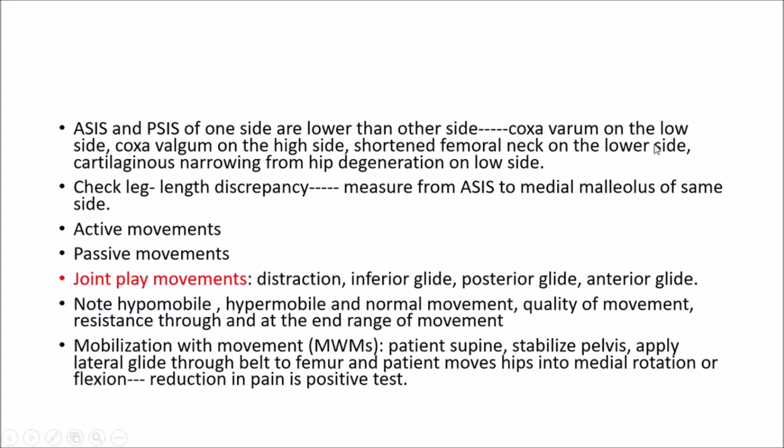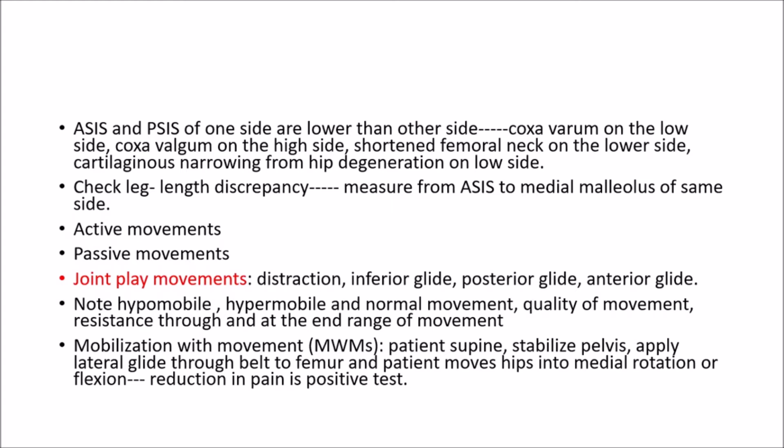The next is to check the leg length discrepancy. Measure from the ASIS to the medial malleolus of the same side. To check the lateral discrepancy, you check the level of the ASIS to the level of the medial malleolus of the same side.